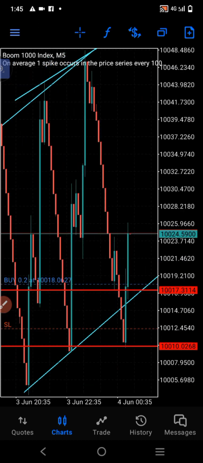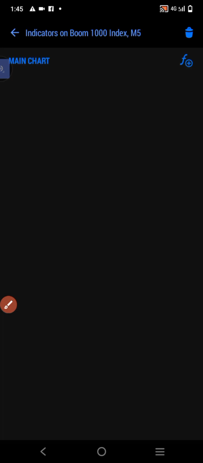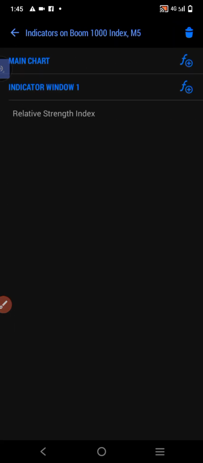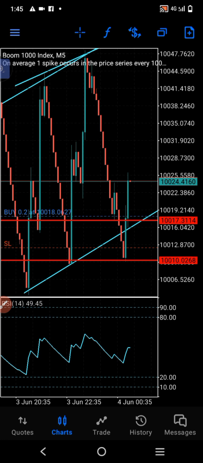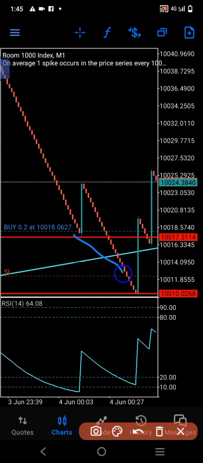Now you'll be asking why I took my entry before where I said I was going to take it. See what happened. We went down. Let me insert the RSI and I will show you something. I trade divergence. Now let's go to the 1 minute time frame. You can see that there was a divergence here.